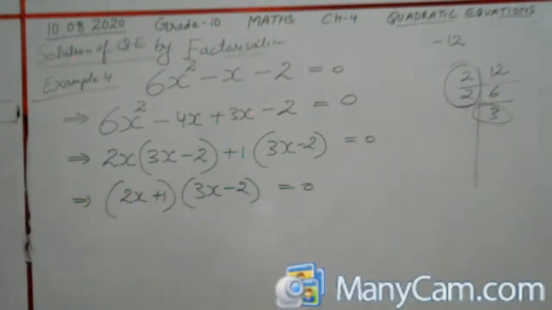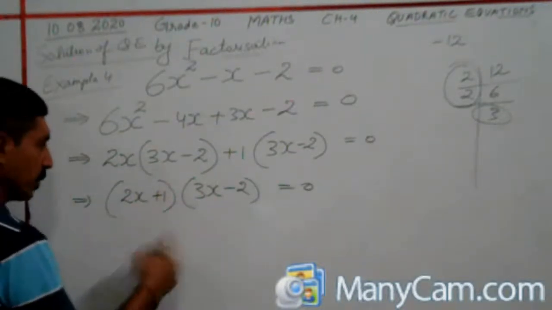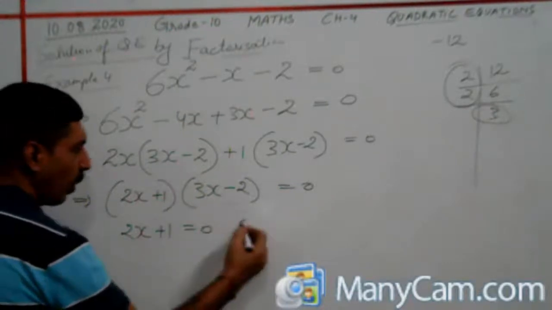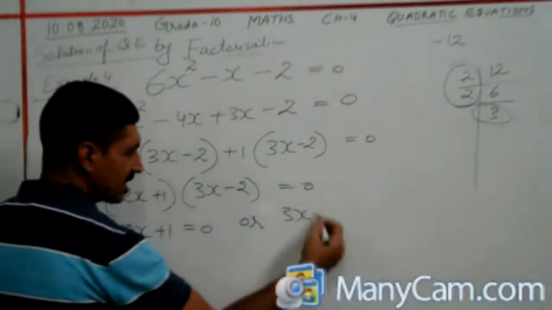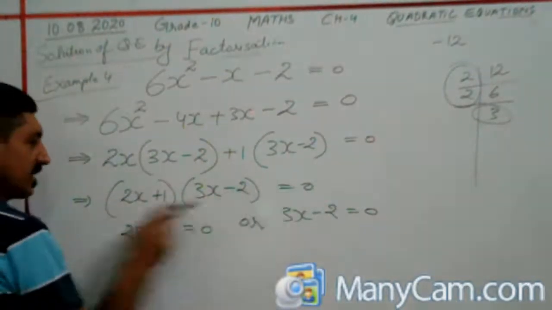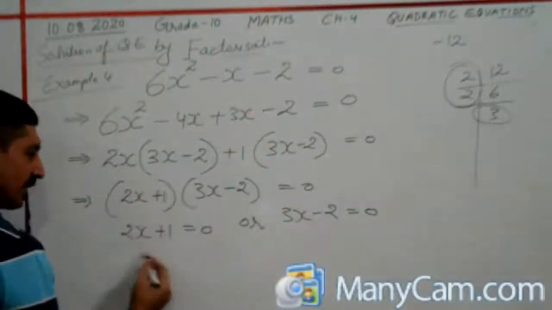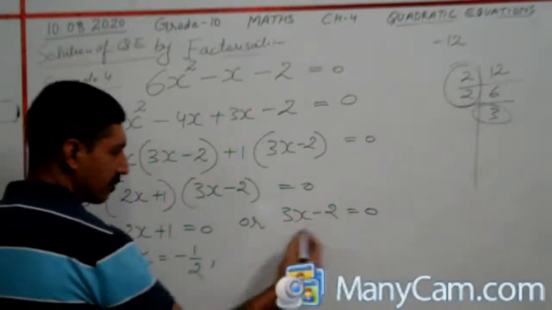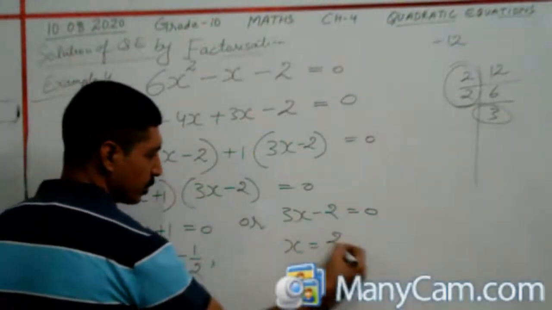Right? So here we have either 2x plus 1 is equal to 0 or 3x minus 2 is equal to 0, because the product of these two is 0, either this is 0 or that is 0. If this is 0, then what is x? Minus 1 by 2, and if this is 0, x is equal to 2 by 3.